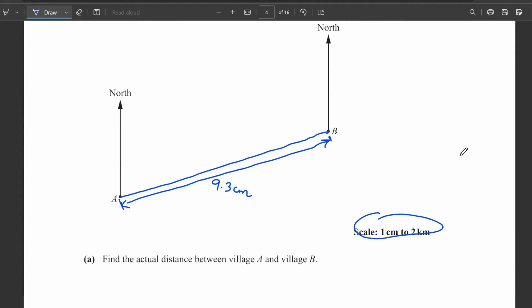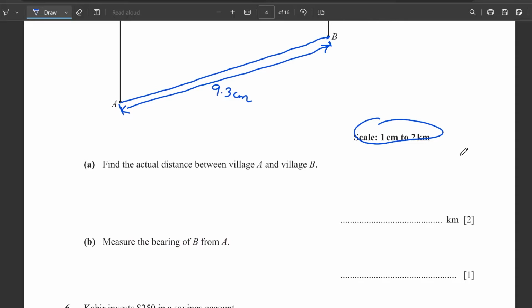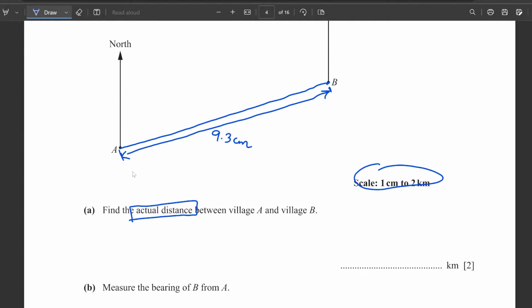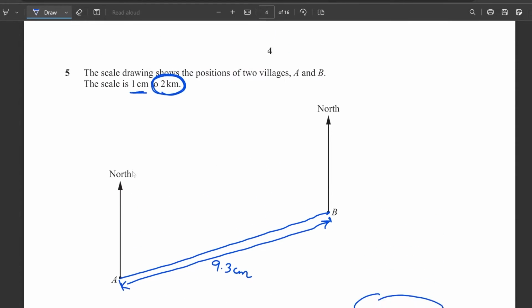So 9.3 centimeters is the distance, but that's not what they're asking you. They're asking you the actual distance. Read the paper very carefully before attempting. It's not hard, it just needs attention. It just requires attention. You have to read the paper correctly.